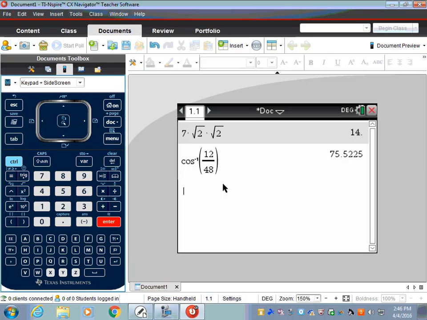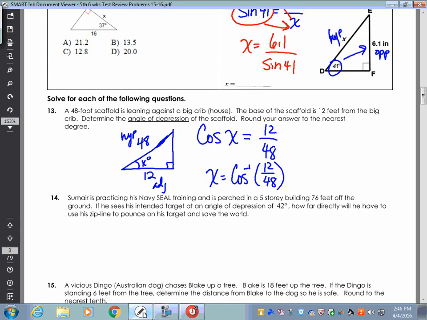To get the answer, we're going to round to the nearest degree. Since that's 75.5225, it gets rounded to the degree of 76.